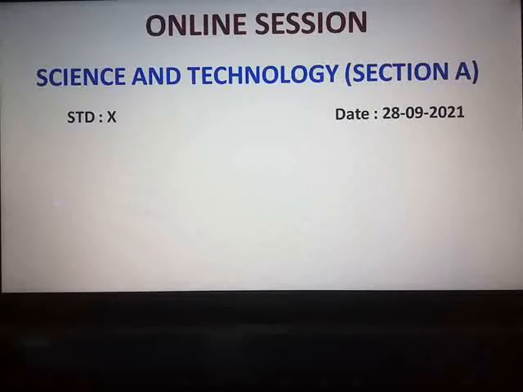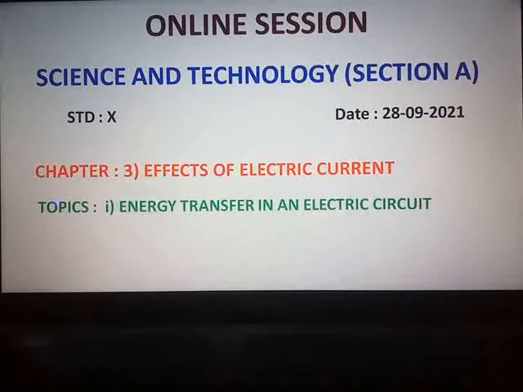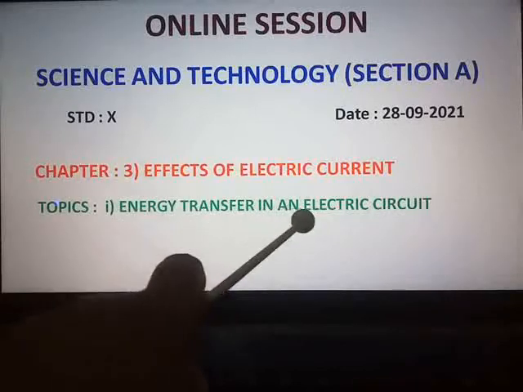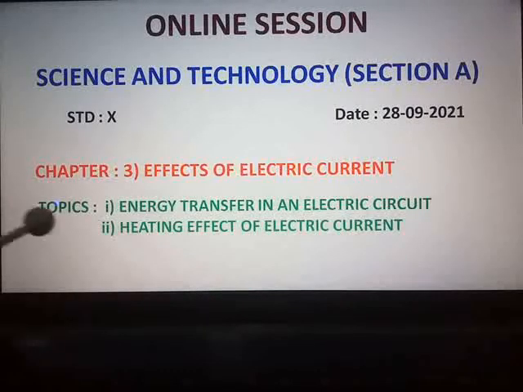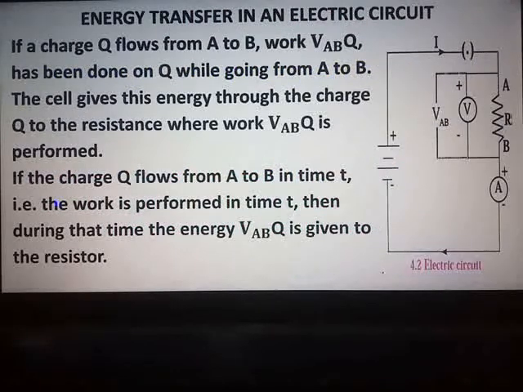Related to that, our chapter number 4 begins today, a new chapter, effects of electric current. Whatever concepts you have studied last year, you will see that they are linked with the chapter over here. So the topics which we are going to learn today are energy transfer in an electric circuit and heating effect of electric current. Let us begin with our first topic, energy transfer in an electric circuit.